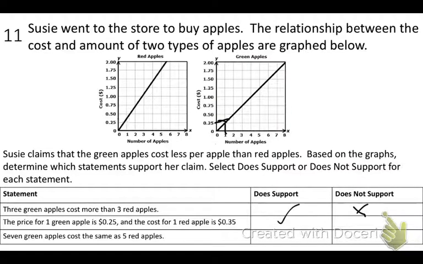And then finally, 7 green apples cost the same as 5 red apples. So, again, if I look at the red apples, they're first, and I go to the 5 and I go all the way up and all the way over, 5 red apples cost $1.75, and it says 7 green apples, and 7 green apples cost $1.75, so that does support the claim.